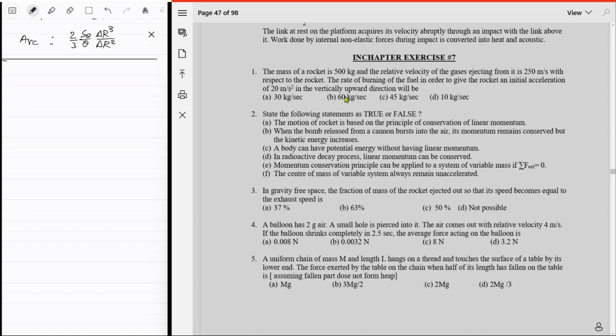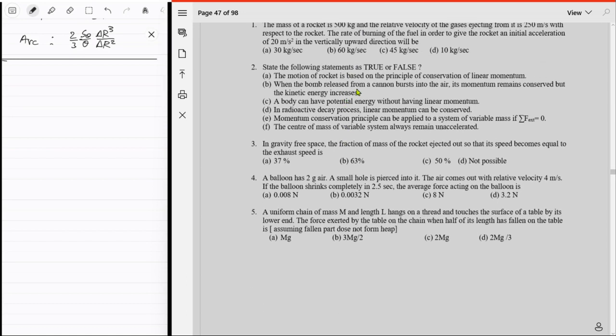Next is, check whether the following statements are true or false. The motion of rockets is based on the principle of conservation of linear momentum. Yes, it is. So it's true. You could also say it's like Newton's third law, but whatever. When the bomb released from a cannon bursts into air, its momentum remains conserved, but the kinetic energy increases.